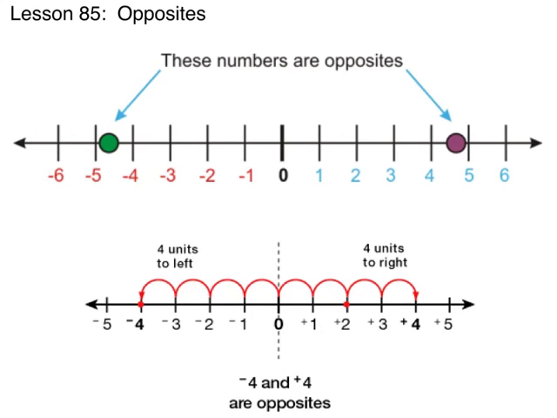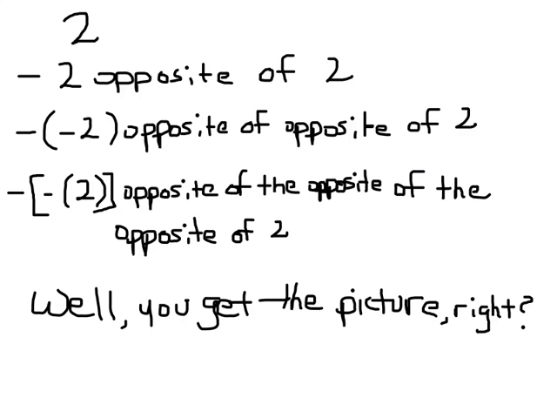So positive 4 here and negative 4 are opposites because they are both 4 units from 0 on the number line. So when you see that negative sign, we can say it's the opposite of. Negative 2 is the opposite of 2.